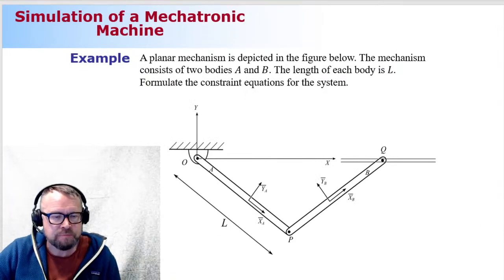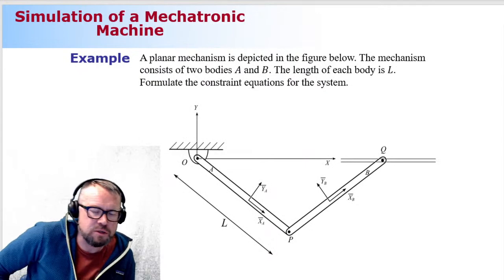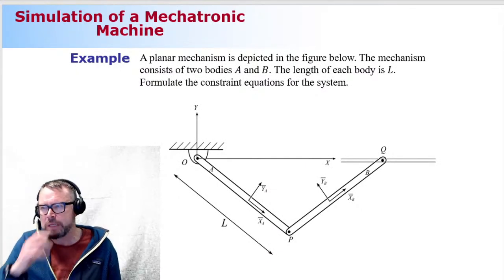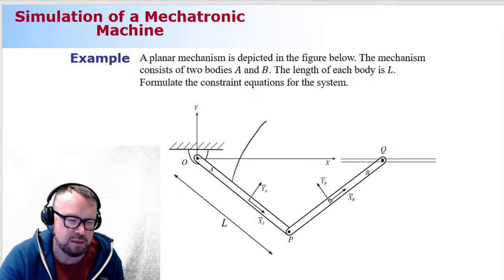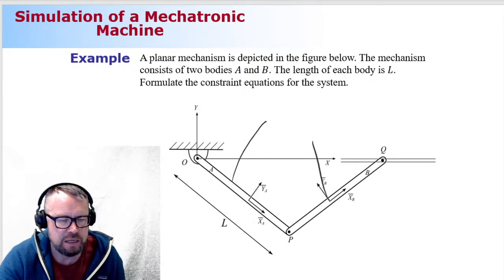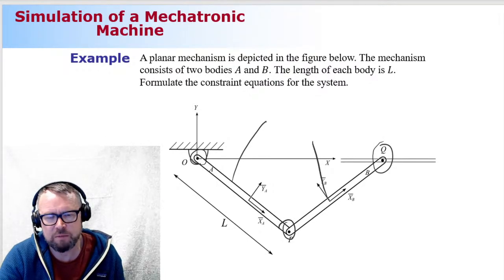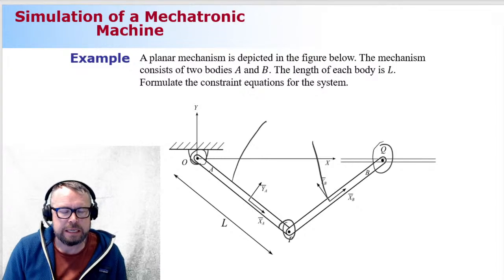Let's look at this planetary system and let's try to create a constraint equation for this system here. So what I have here is two moving bodies. Then I have here 1, 2 revolute joints, and then I have one more joint which is a primitive joint. Okay, that's my configuration. So I'm going to create the constraint equation for this system.